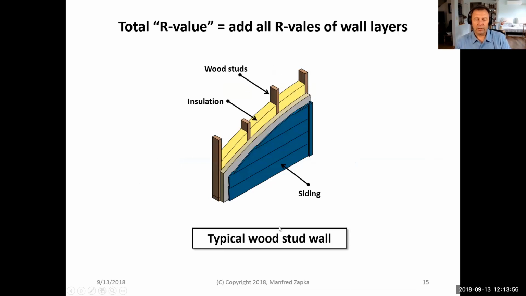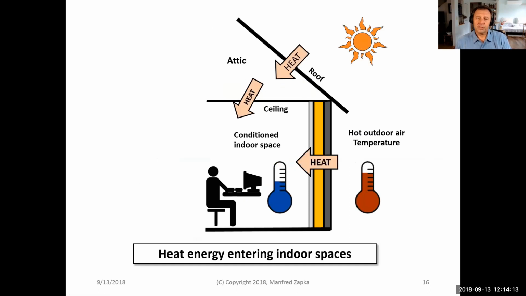Here we have a typical wood stud wall where we have insulation in the middle. We have the wood studs, we have siding, so there are different layers. So the heat is going from the outside to the inside here in our climate. In the climate of the mainland, where we have cold climate, it would be the opposite around. Here's another illustration of what kind of heat we have to consider.